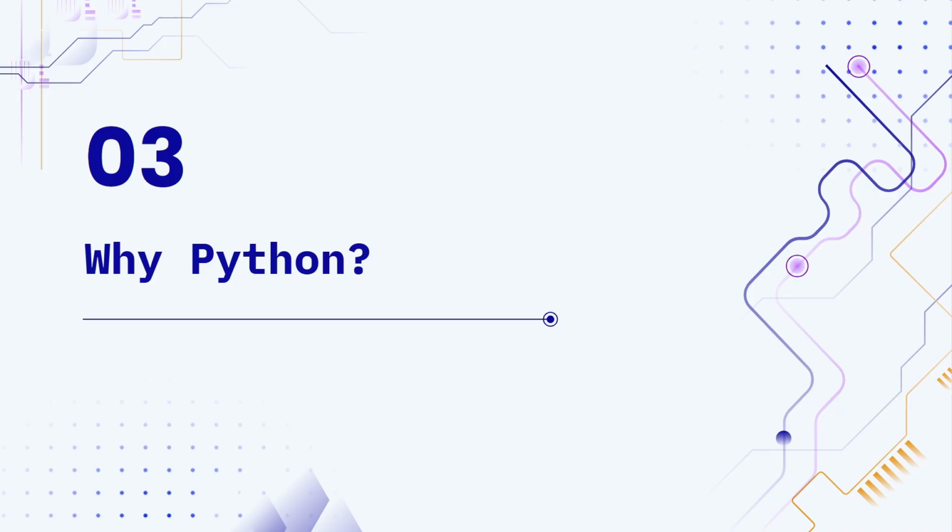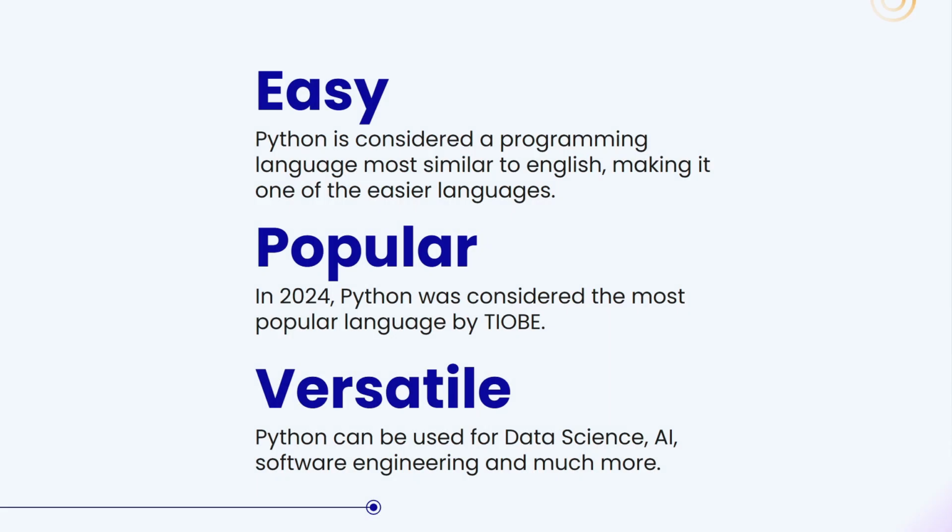Alright, number 3, why do we use Python in this tutorial? Essentially three main things. It's easy, popular, and versatile. It's easy. It's considered a programming language that's very similar to English. Well, not very, but it's similar. So it's one of the easier languages to learn. Next, it's popular. It is probably the most popular language in the world right now. And lastly, and most importantly, it's versatile. You can use it for so many things. I personally use it for data science and AI, but you can use it for software engineering and many, many things that are just unlimited.